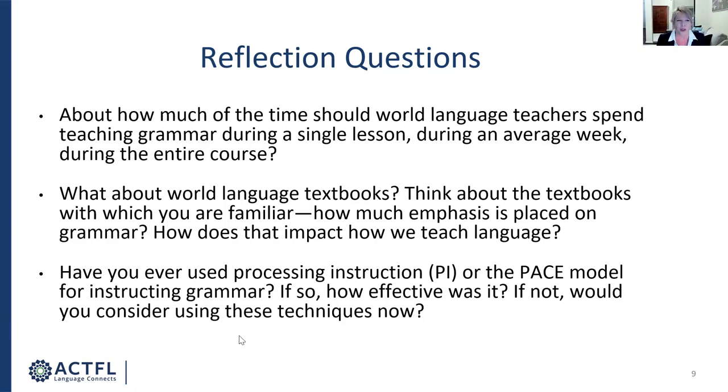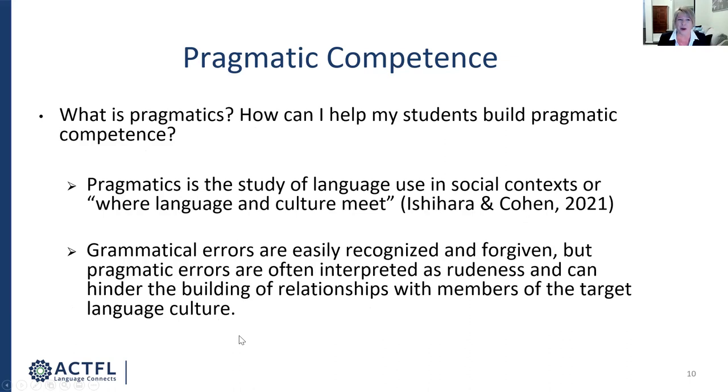We do need to move on though. We've run out of time for the grammar part. I want to get to my favorite part to talk about, which is pragmatic competence. So remembering the three prongs for your students to attain communicative competence, grammatical competence is only one prong. And as I said, my new teachers focus way too much on that. The second prong is sociolinguistic competence, and that's comprised of pragmatic competence and discourse competence.